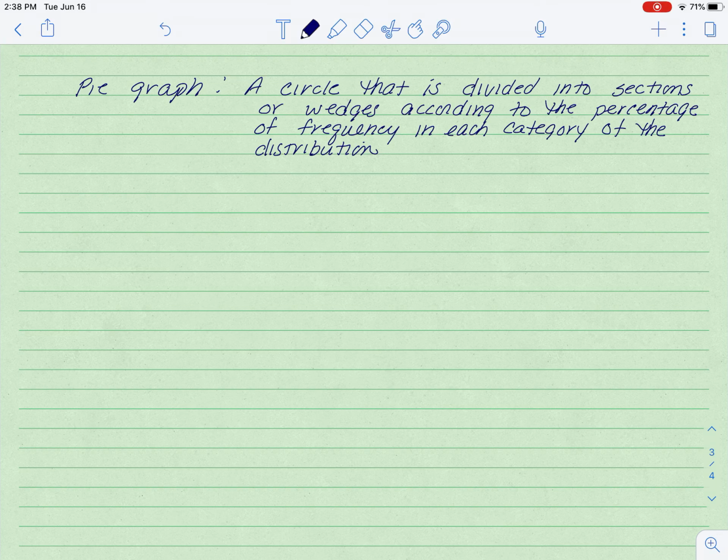All right, the next graph we're going to talk about, or at least mention, is the pie graph. This is a circle graph that is divided into sections or wedges according to the percentage of frequency in each category of the distribution.